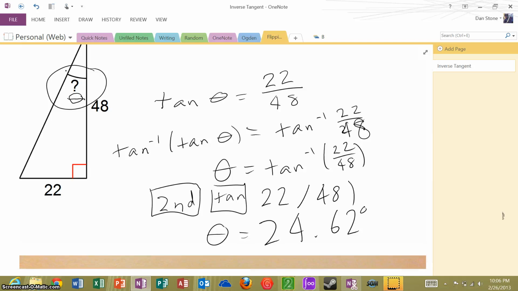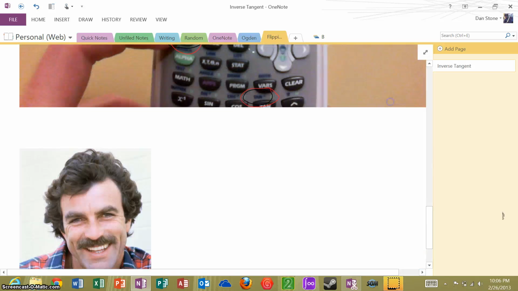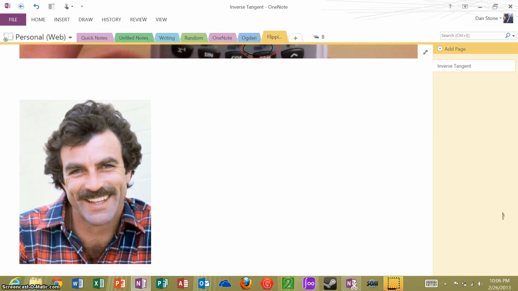Try it out. And then you will be happy, and since we're talking about triangles, here's Mr. Selleck, and of course, he is incredibly happy because we're talking about triangles.